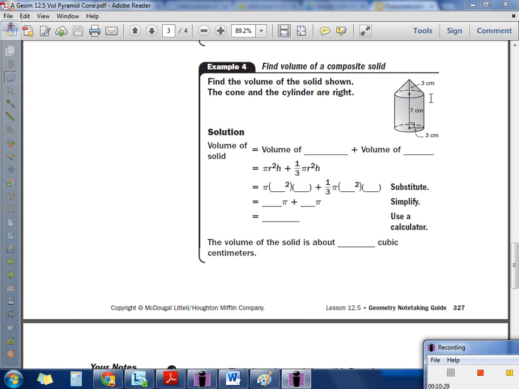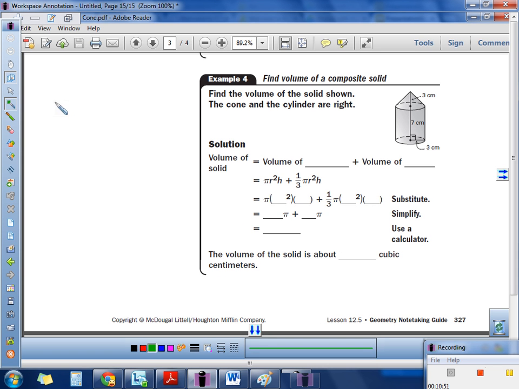So we have two shapes up there. You got to realize that first. The shape on the top is called a cone. So what's the cone formula? It is a right cone. So volume is 1/3 pi r squared times h. There's our cone. The other shape is what on the bottom? A cylinder, and that is pi r squared times h.